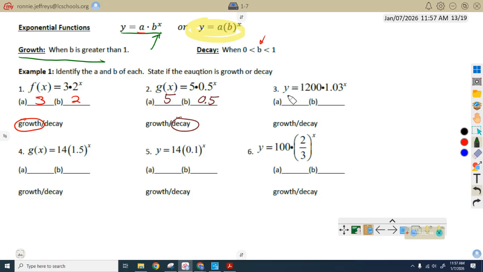What is our a? There's a couple of different ways. The traditional way is 1,200. The southern way is to say 1,200. What is b for number 3? 1.03. Is 1.03 greater than 1 or between 0 and 1? Greater. So this would be growth.